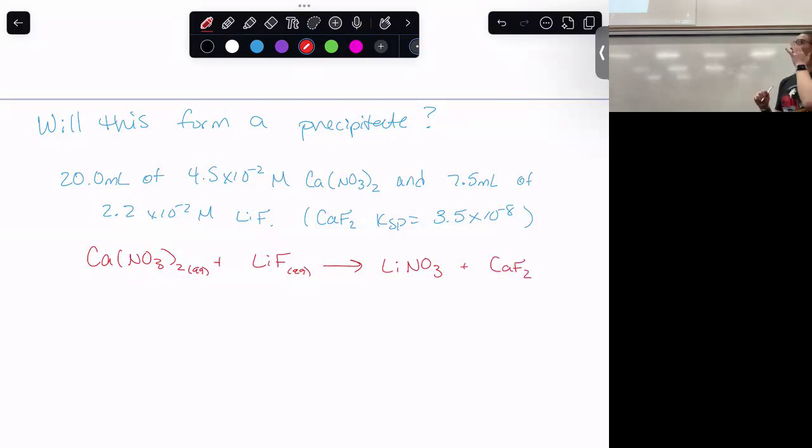Right, so since calcium fluoride was given to us, we know that it's going to be one of our products, but we need to see where it came from, right? What it's coming from is the calcium nitrate being mixed with the lithium fluoride. We need to make sure that our equation is balanced. So how are we going to do that?